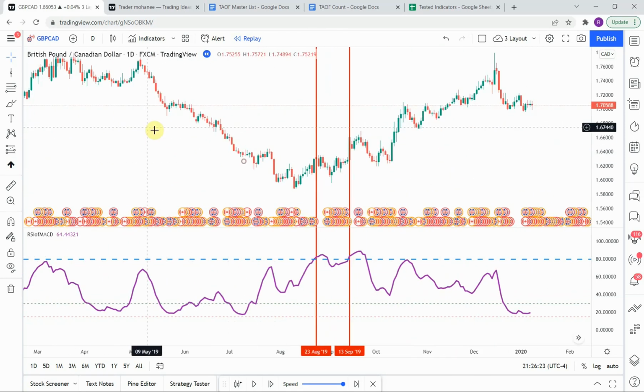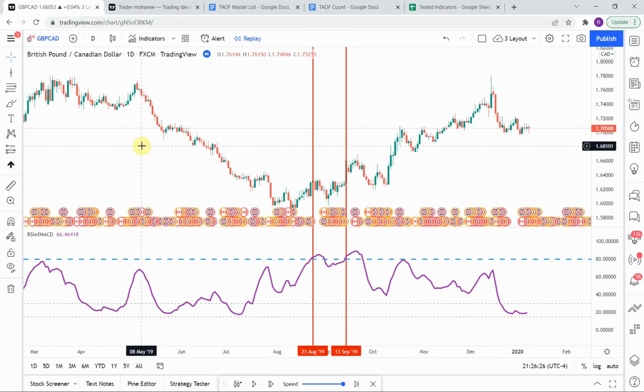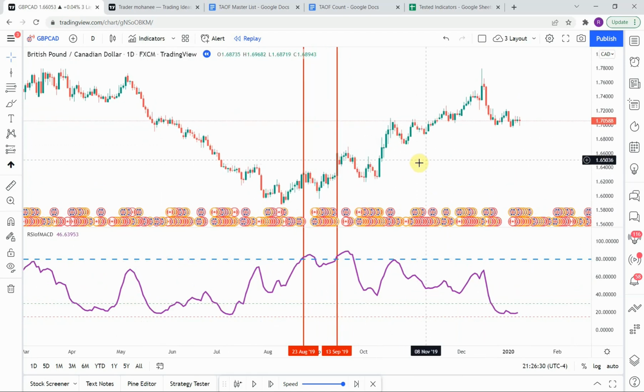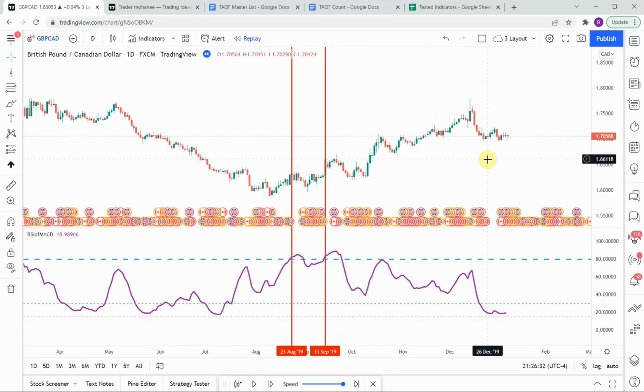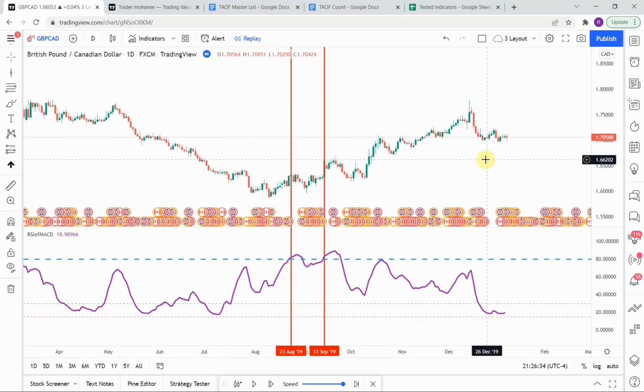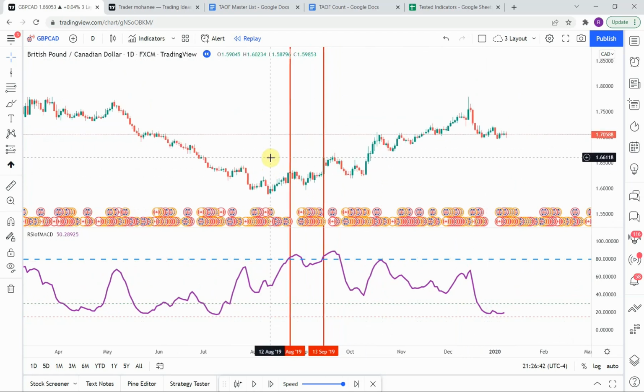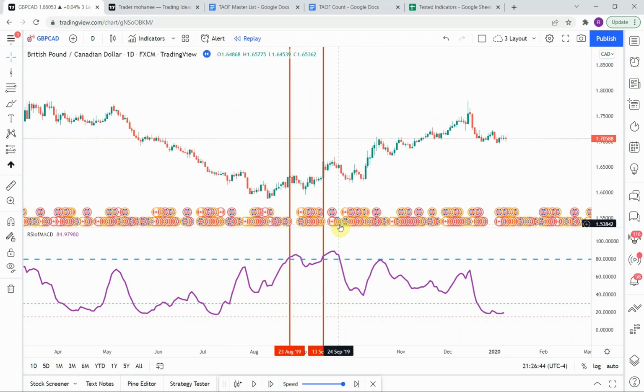Let's go ahead and take a look at our indicator here. So that is pretty telling right there. We had 2 trades and both of them were losing trades. So that is unfortunate. I thought it might do a little bit better than what it did.